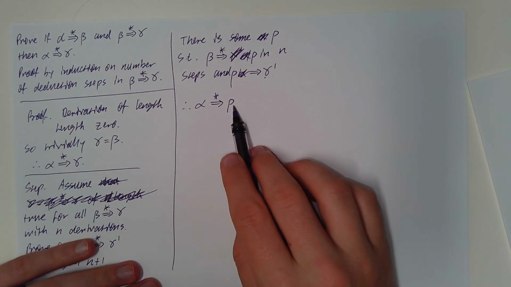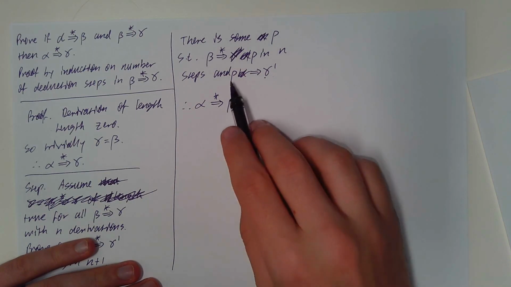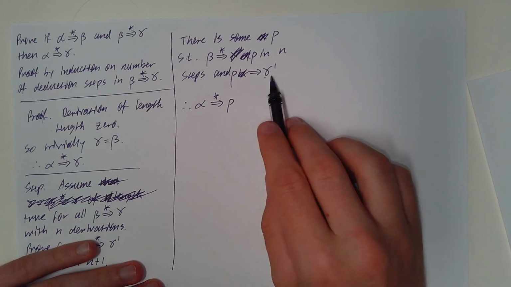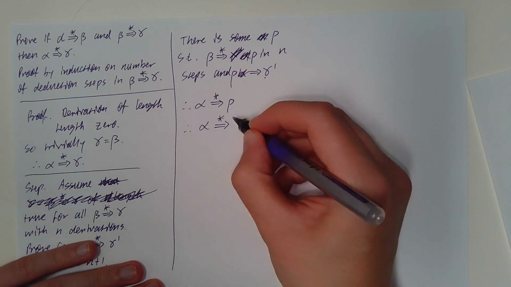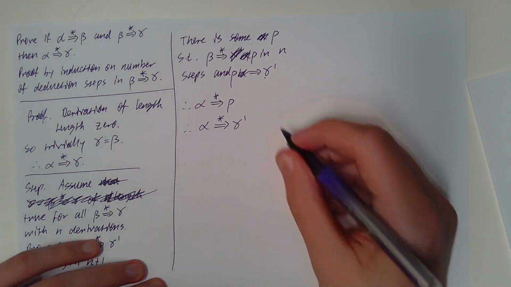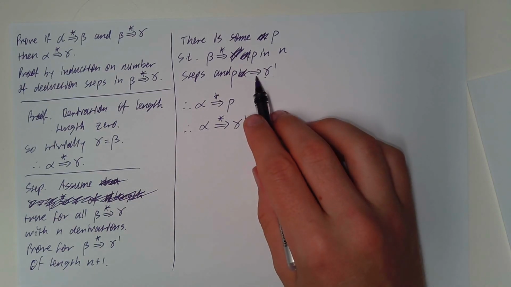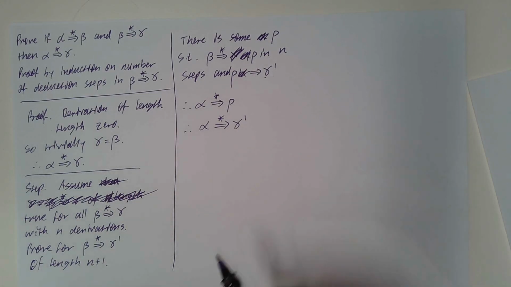And if alpha goes to rho in so many steps, and in one more step rho goes to gamma prime, then that means alpha under some number of derivation steps gets to gamma prime, because we just add this extra step on the end, right? And that gives us the statement that we wanted.